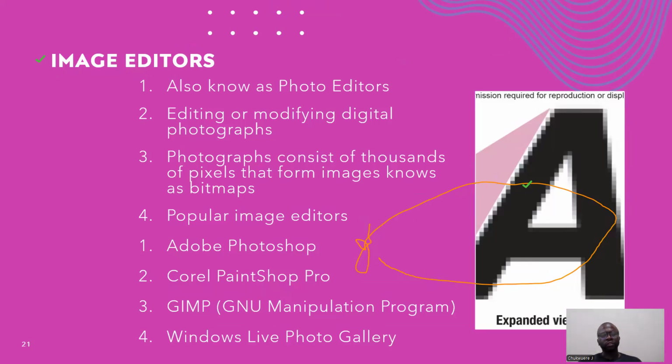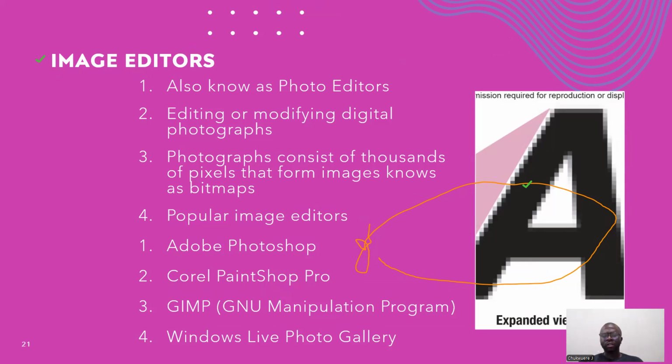Okay, video editing, which is also known as what? A photo editor. It edits and modifies digital photographs, a photo, which consists of thousands of pixels, from an image known as what? Bitmaps. So it enables you to do what? To edit a picture and so many other things.